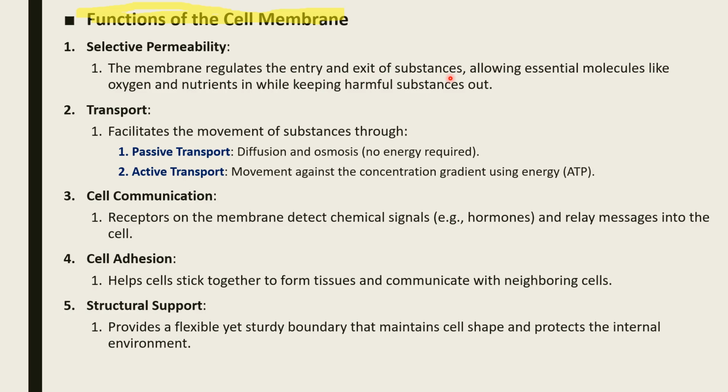It usually allows smaller molecules like water molecules. It does not allow big molecules. Then we have transport. It facilitates the movement of substances through passive transport and active transport. Passive transport is basically diffusion and osmosis, no energy required, while active transport requires energy, ATP. Cell communication: through the cell membrane, cells can communicate. Cell adhesion: two cells can stick together because of the cell membrane. Structural support: it provides a flexible yet sturdy boundary that maintains cell shape and protects the internal environment.